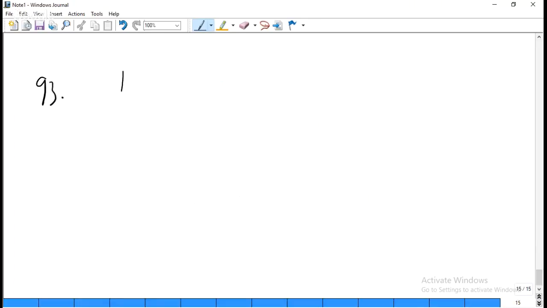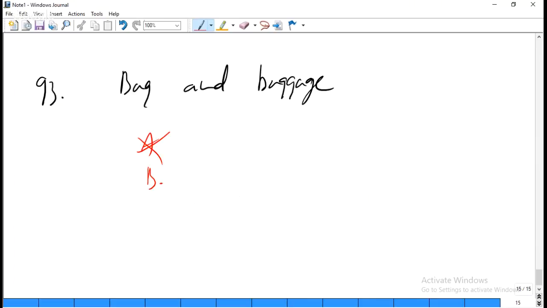Question number 93. Bag and baggage. I'm going to take my bag and baggage means total luggage. Let's see what that is. A, to misguide anybody about a fact. No, A is wrong. B, with all the luggage. Yes, B is correct.